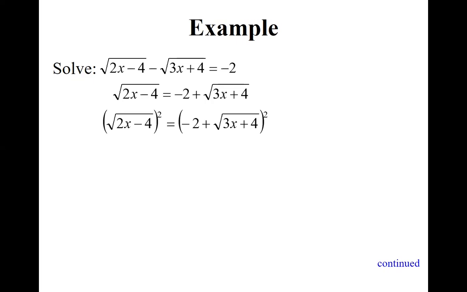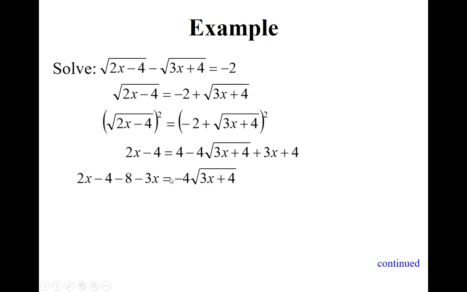Square both sides. That gets rid of the square root on the left, 2x minus 4. On the right, square the first. Negative 2 squared is 4. 2 times the first times the second. 2 times negative 2 is negative 4 times the square root of 3x plus 4, plus square the second. The square root squared leaves us with 3x plus 4. That's also what you get if you FOIL with itself. Either way, you need 1, 2, 3 pieces.